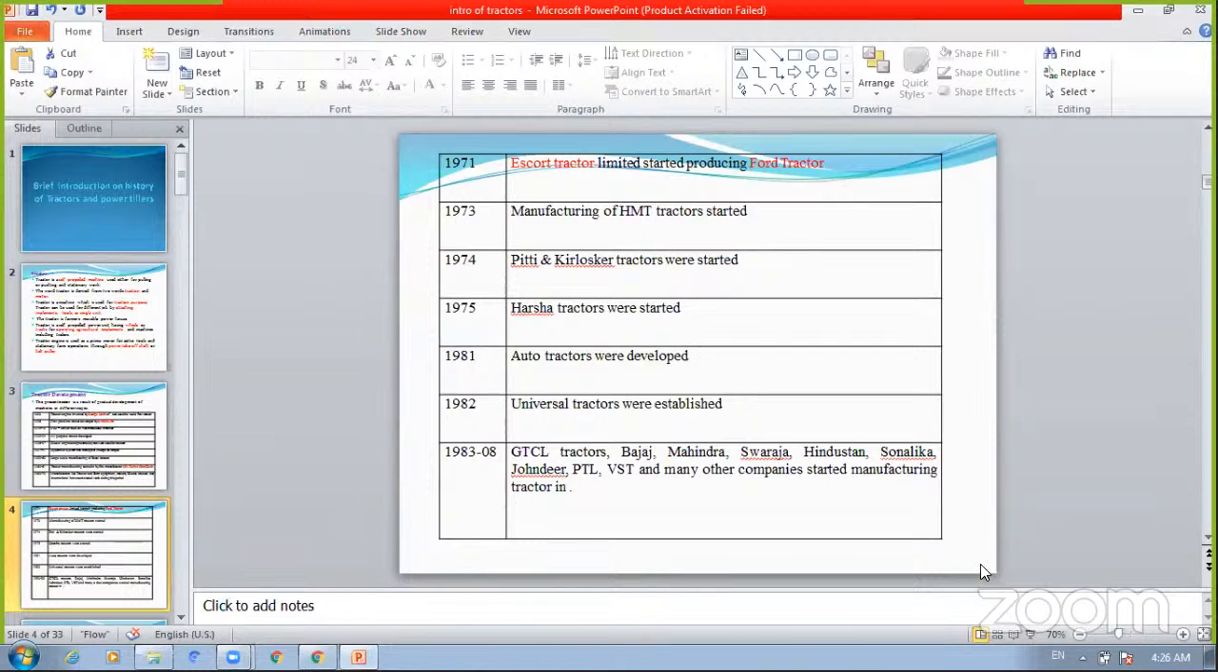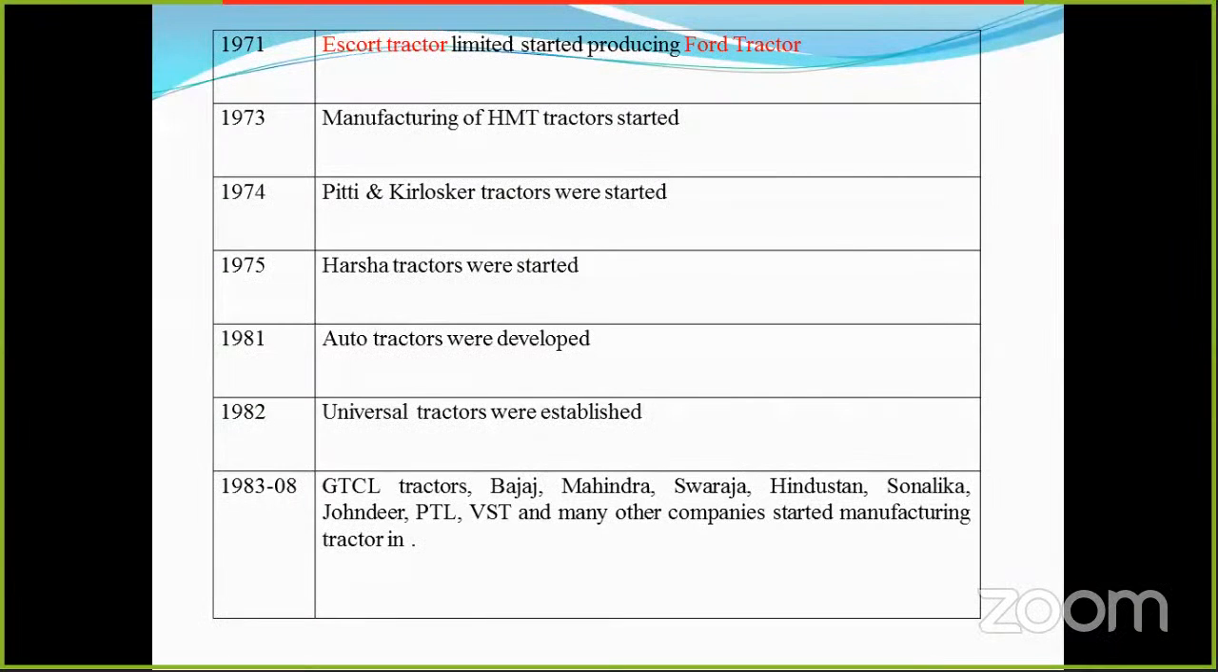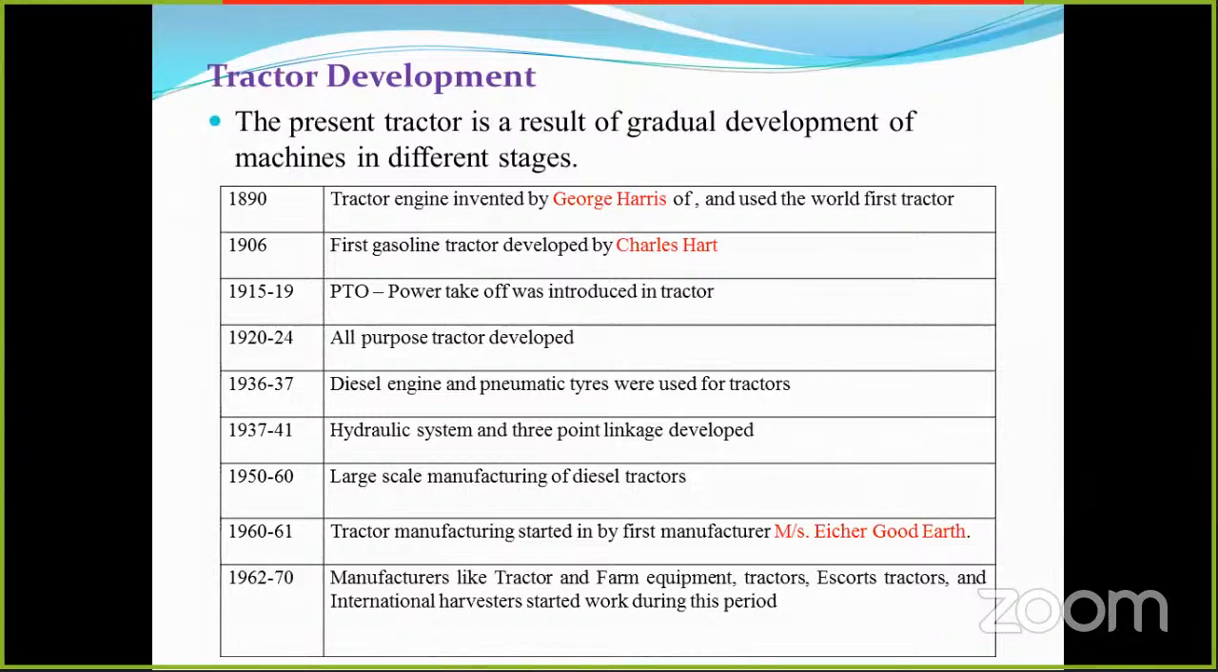Okay, during 1983 to 2008, so many companies came into India for manufacturing tractors. So once again, you can note down here once more. During 1890, George H. Harris invented the tractor engine. Then during 1906, the gasoline tractor was developed by Charles Hurt. Next, during 1915 to 1919, PTO was introduced for the tractor, and during 1920 to 24, all-purpose tractors.